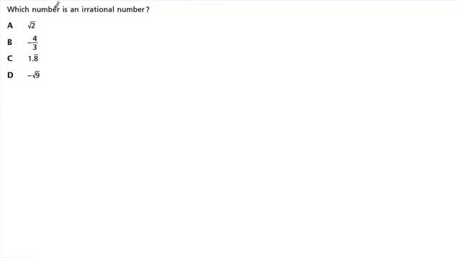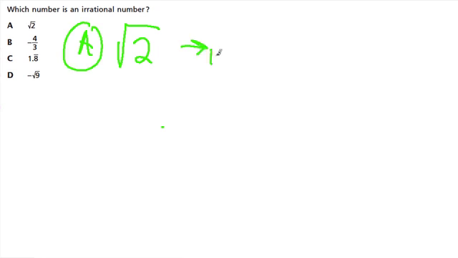The problem says, which number is an irrational number. So the choices are the square root of 2, that's A, and that I think is the answer, but we'll talk about why. It's because, well, one way I think about it is if we had 2 blocks, we can't arrange those 2 blocks in a perfect square, we get a rectangle.